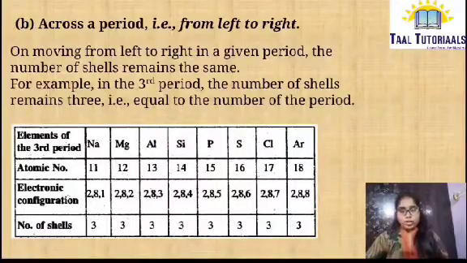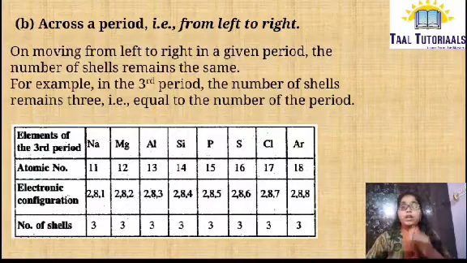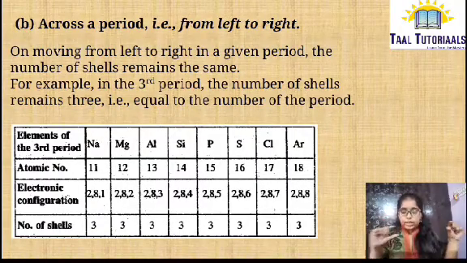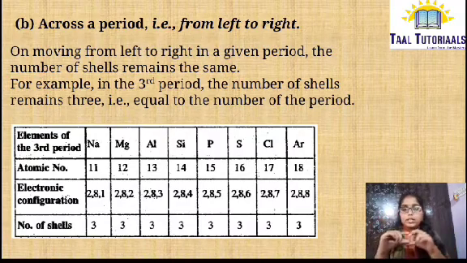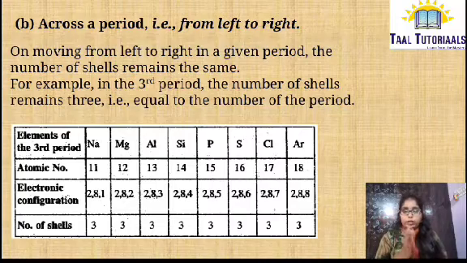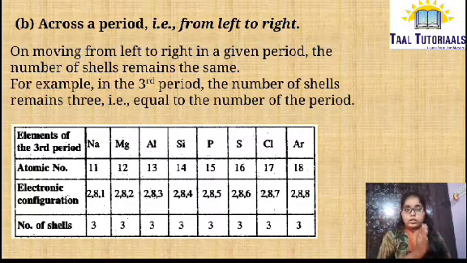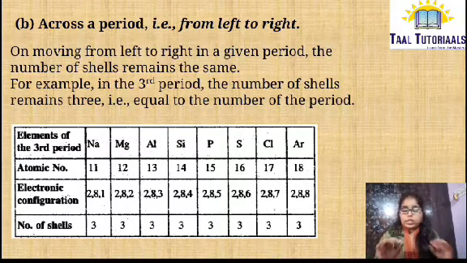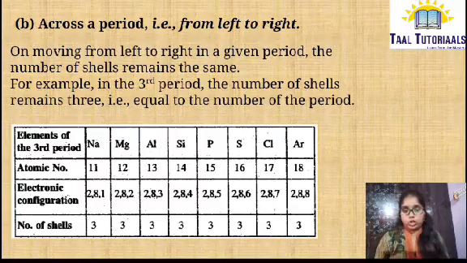Across a period, that is from left to right. On moving from left to right in a given period, the number of shells remains the same. For example, here in the third period we have taken sodium, magnesium, aluminum, silicon, phosphorus, chlorine, argon. Like from 11 to 18 we have taken, every element has the same number of shells, that is 3 shells.